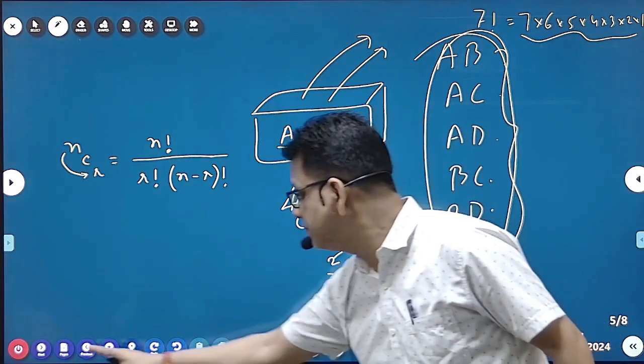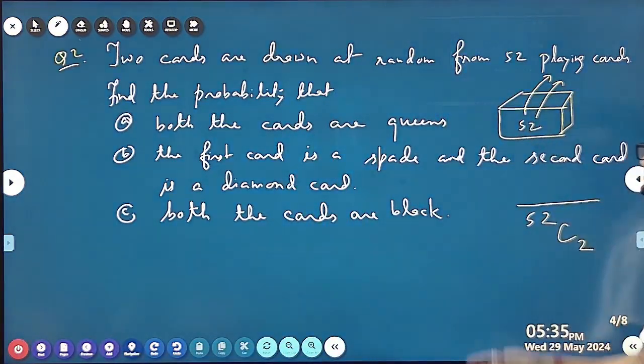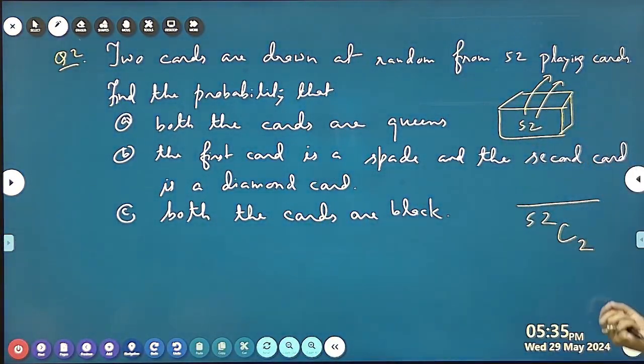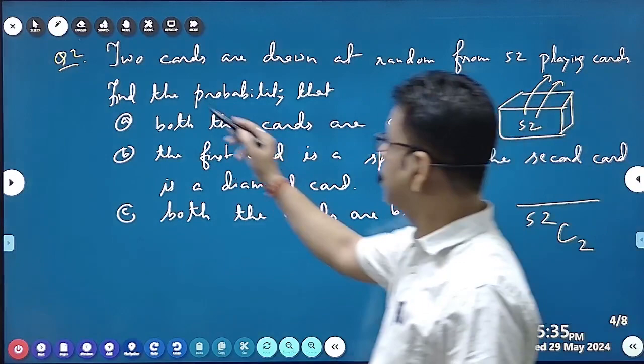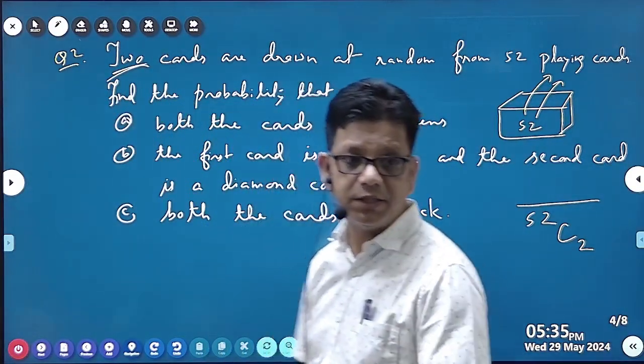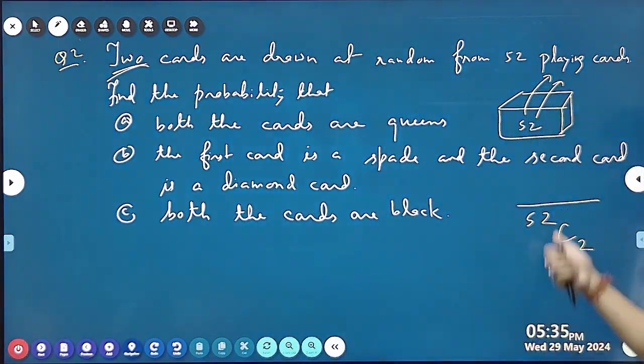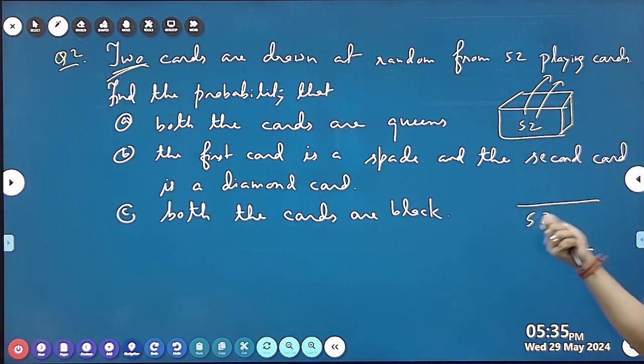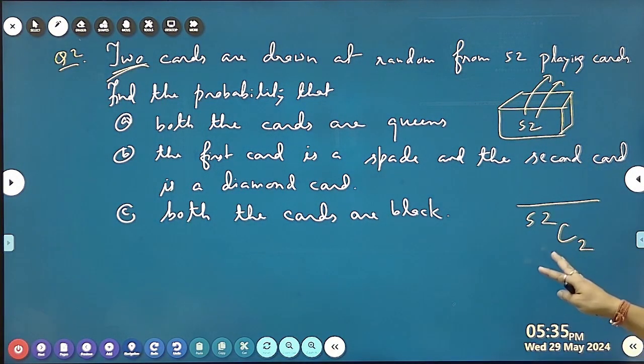So here we have 52 cards, and 2 cards we are taking. So it will be 52C2. That is the denominator. Now I have just extended it: if it is 3 cards, now we are doing 2 cards, and in the exam 3 cards came, it is the same only. If 4 cards, then 52C4. Okay, this is done for the denominator.